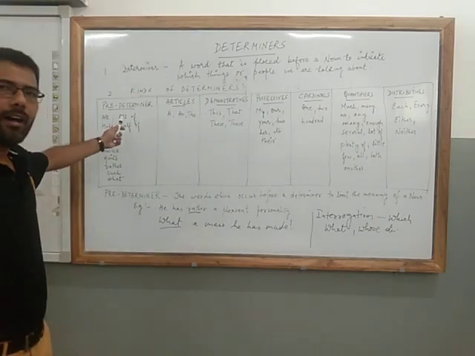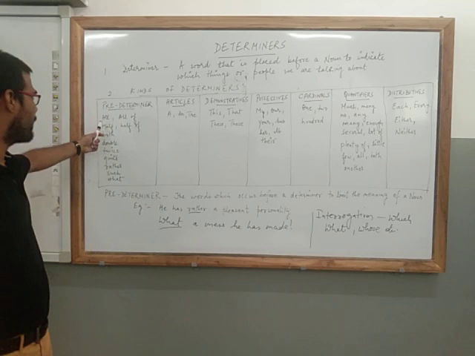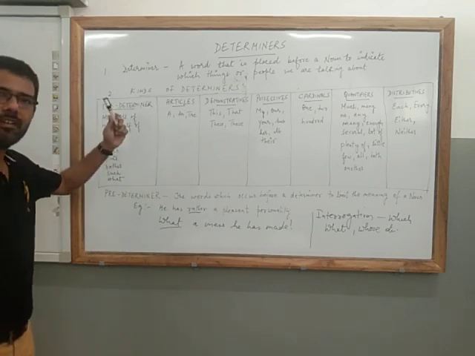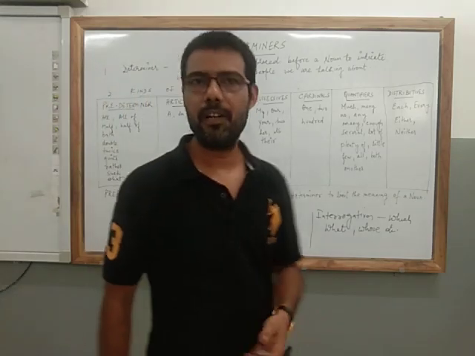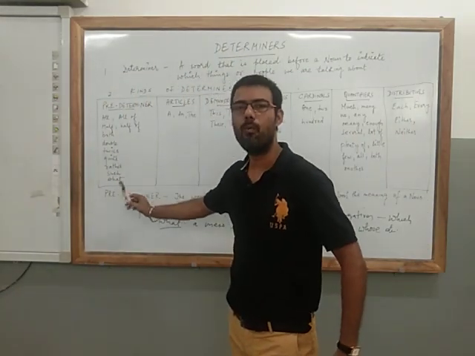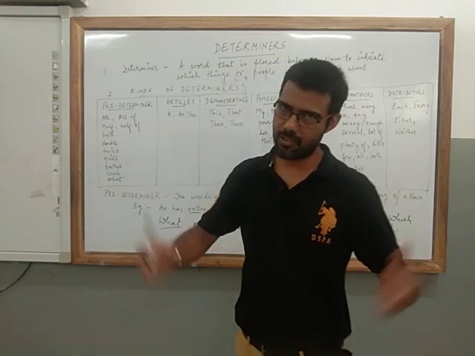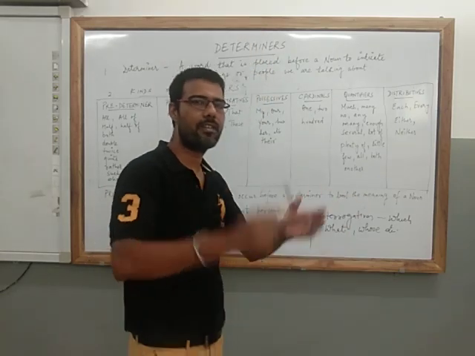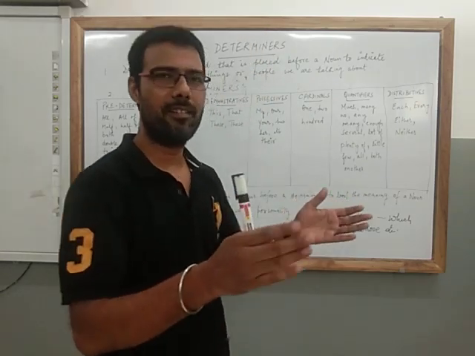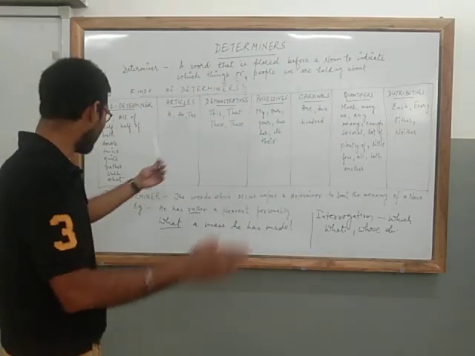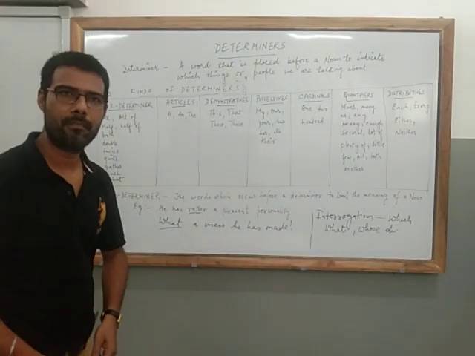Now, what are predeterminers? Some examples: all of, half, half of, both, double, twice, thrice, rather, such, what. Such a difference you have made in my life. Now you see the word such, it is followed by the determiner a. Thus, it is a determiner when it comes under predeterminer.